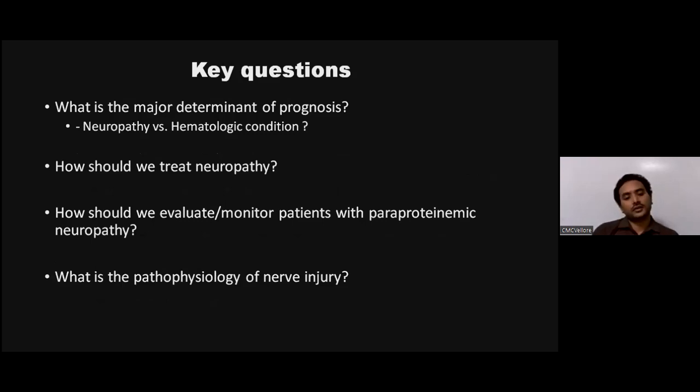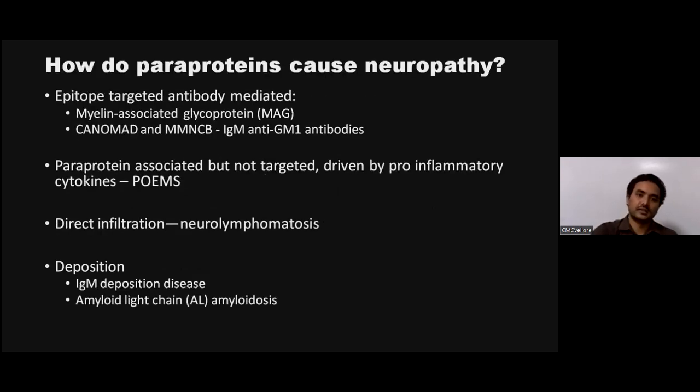And how should we evaluate patients with paraproteinemic neuropathy, and what is the pathophysiology? Usually, what is the pathophysiology of the nerve injury? There are different kinds of pathophysiologies which cause neuropathy in paraproteins. The usual one is the first, direct attack on the antigen, that is epitope targeted. Usually these examples will be myelin associated glycoprotein, which is targeted directly by the antibody, and it is seen in IgM and DADS, which will come later.